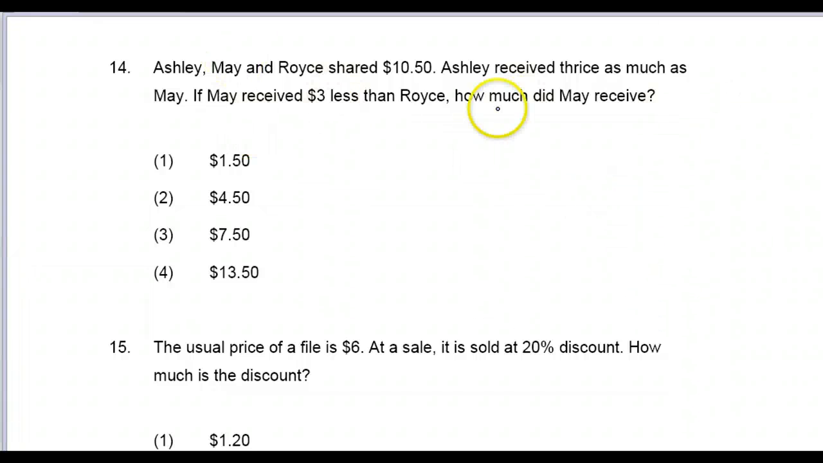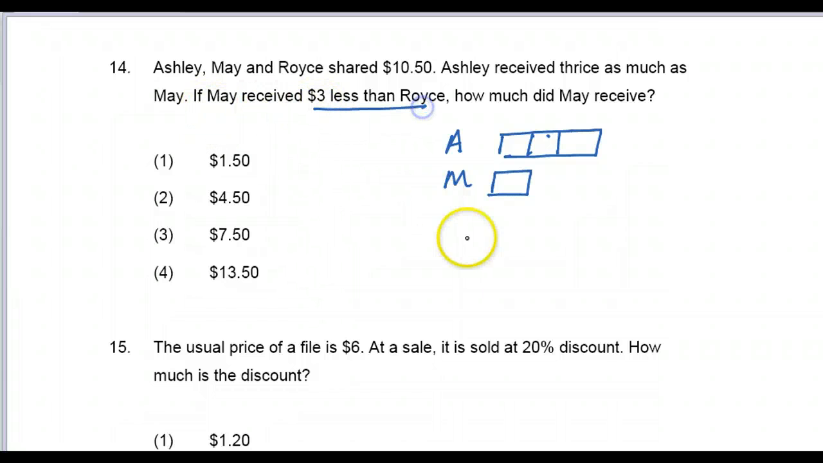Question 14, sorry. Ashley, May and Joyce shared $10.50. Ashley received thrice as much as May. So I know Ashley is 3 times of May, and May received $3 less than Joyce. So Joyce would be $3 more than May.